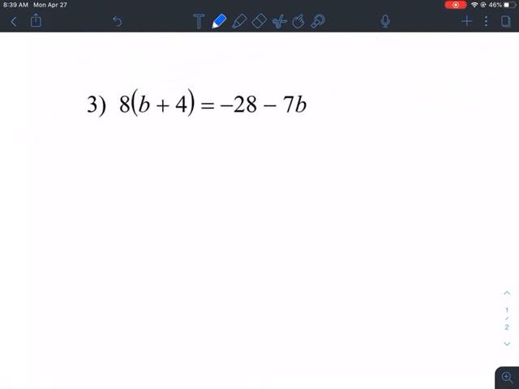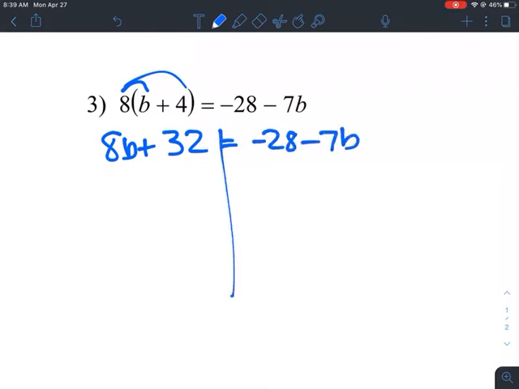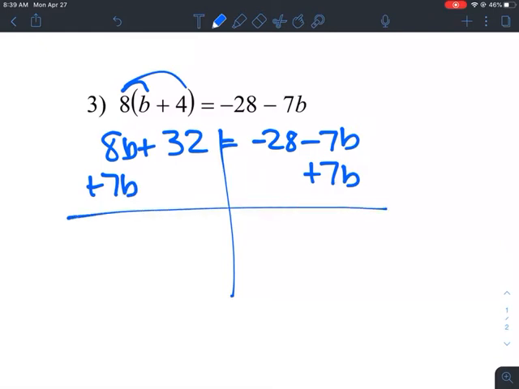Okay, one more. This one, I want to go ahead and get rid of my parentheses. So I'll have 8b plus 32. Am I multiplying that right? 32, sorry. Equals negative 28 minus 7b. Those just come down. So now I've got variables on two sides, so I want to get them on the same side. So I'm going to add 7b to both sides.